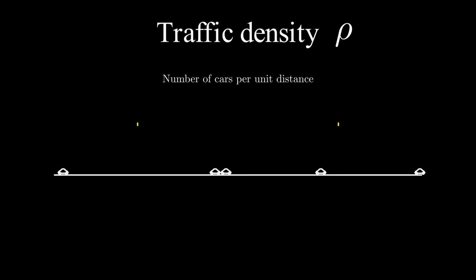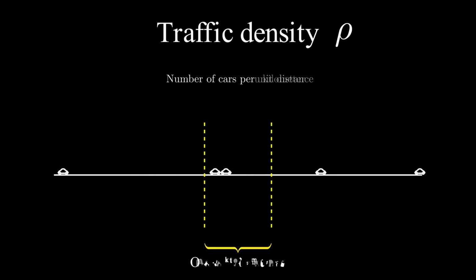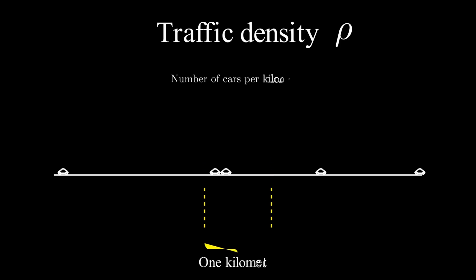The first and major quantity of interest in this traffic flow model is the traffic density, most often denoted by the Greek letter rho. The traffic density is defined to be the number of cars per unit length of road. This means if we take the unit of length to be, say, a kilometer, then the density will be the number of cars per kilometer.